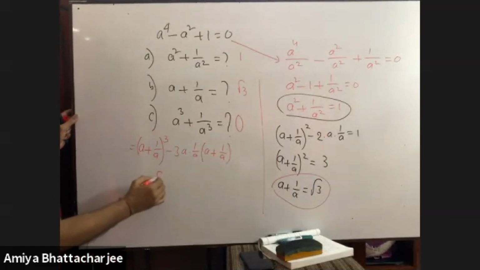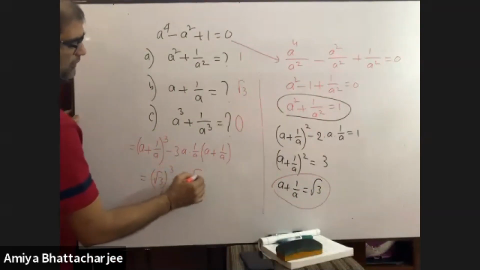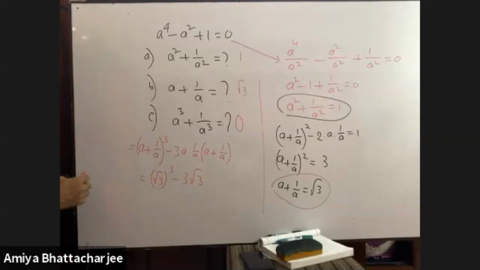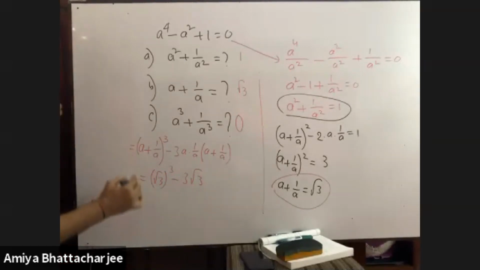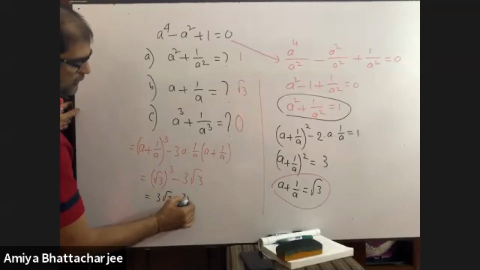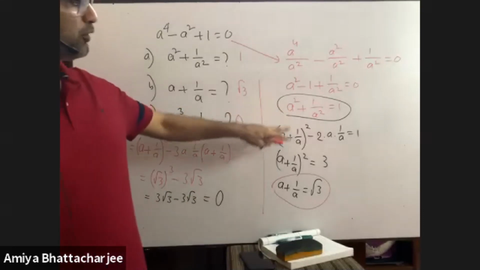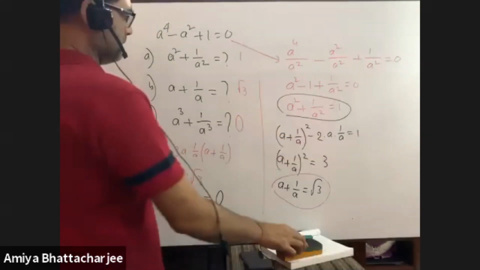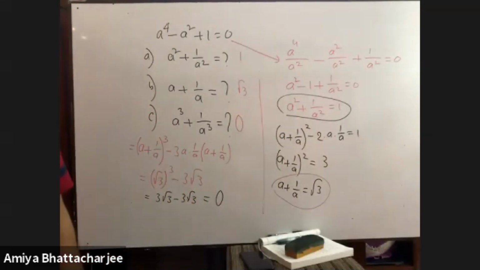You put the value here: root 3 whole cube minus 3 root 3. Root 3 whole cube equals what? Root 3 whole cube equals 3 root 3, right? 3 root 3 minus 3 root 3, which is a corollary of a plus b whole square minus 2. Yes, sir. So wait.